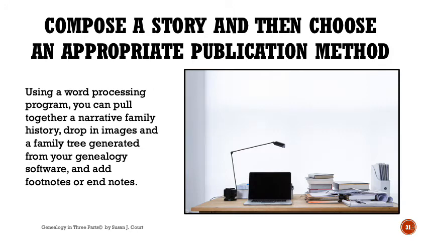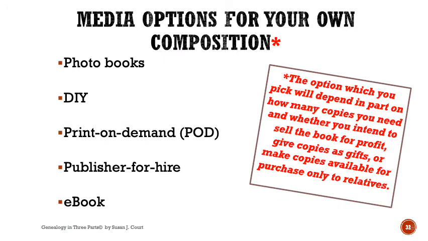The third method of chronicling family history is my favorite: writing a story using my word processor and then choosing a way to publish it. I'll talk shortly about some of the techniques I've used to write the stories, but now let me talk about the publication methods. The main media options for your own compositions include photo books, do-it-yourself projects, print on demand, also known as POD, publisher for hire, and ebooks.